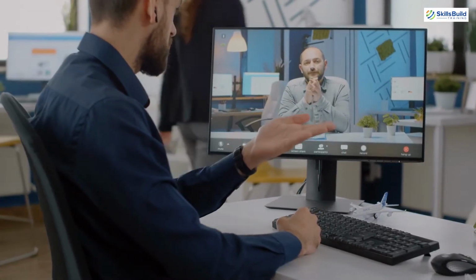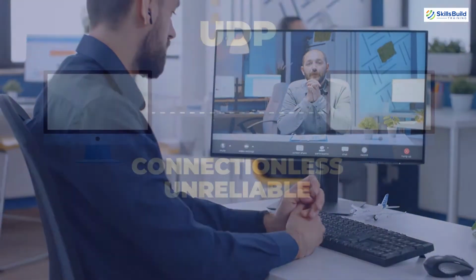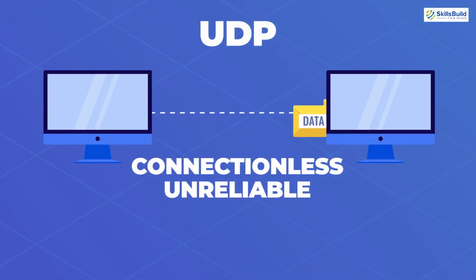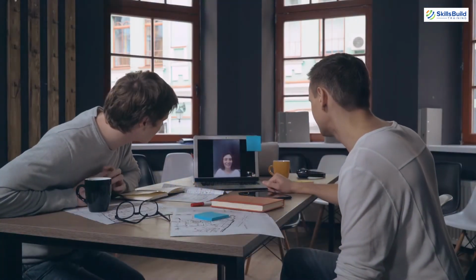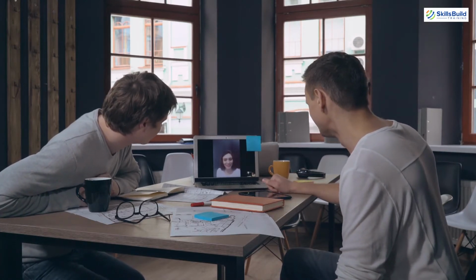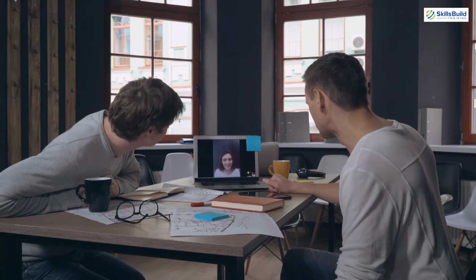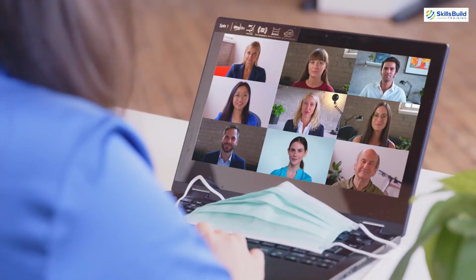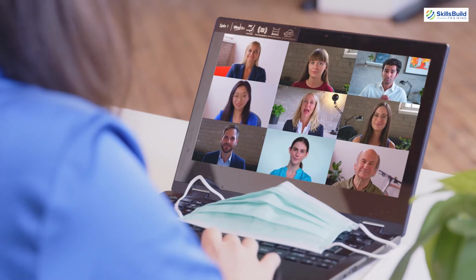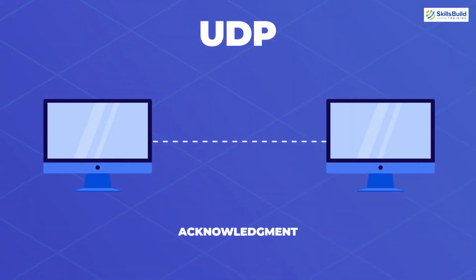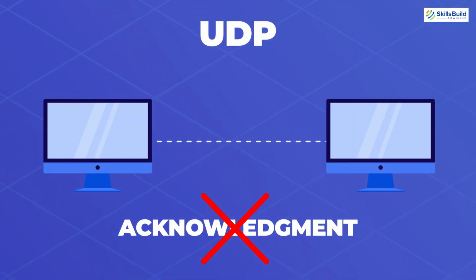UDP does not care about the data loss as TCP does. It just keeps firing the data, and that is why when we are on our video or audio conference, we experience latency in our transmission, because some of the data keeps on getting lost during the transmission, but we never lose our connection. This is because of the ability of UDP to work on less bandwidth and internet speed. And there is no need to send the data again over UDP. And that is why there is no concept of acknowledgement in UDP.